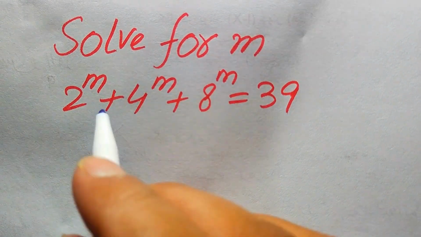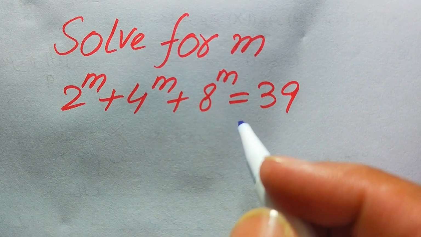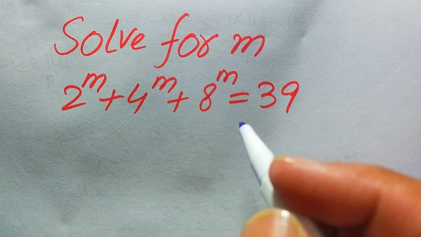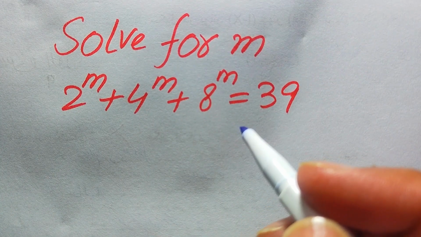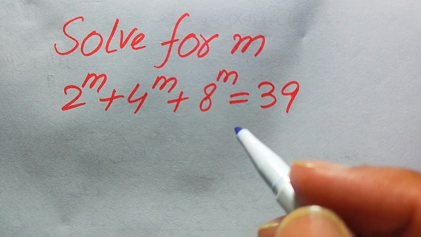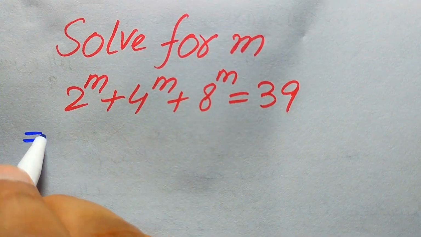So here we have 2 to the power of m plus 4 to the power of m plus 8 to the power of m is equal to 39, and we solve this problem for all the values of m. Here we get all roots of this equation, and now first we rewrite this equation.